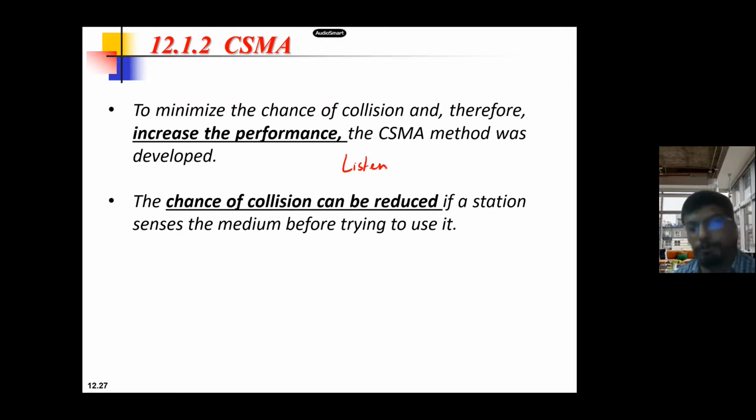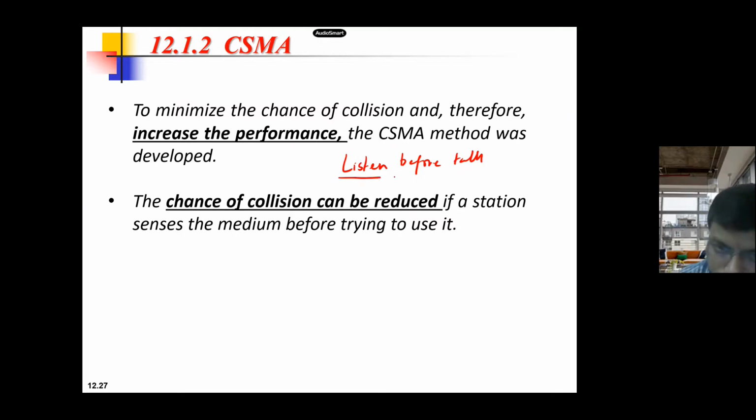Right. So this is what I was trying to explain. You listen before you talk. Unlike the other schemes where you're just talking, here you're going to listen if someone else is talking. If someone else is talking, you should wait till they stop, right? And then try talking. So that is the idea.